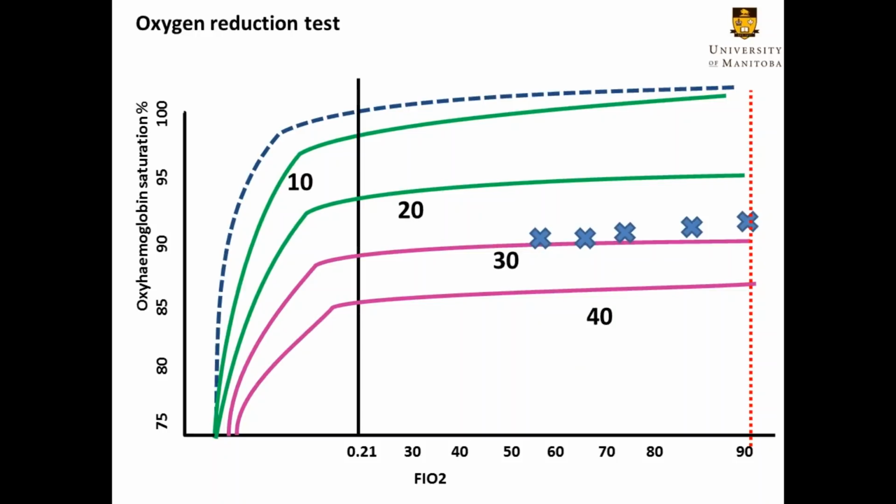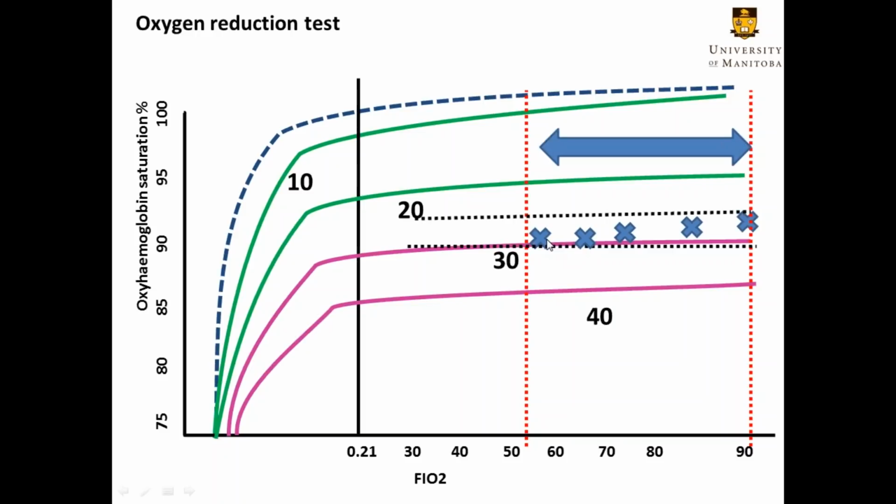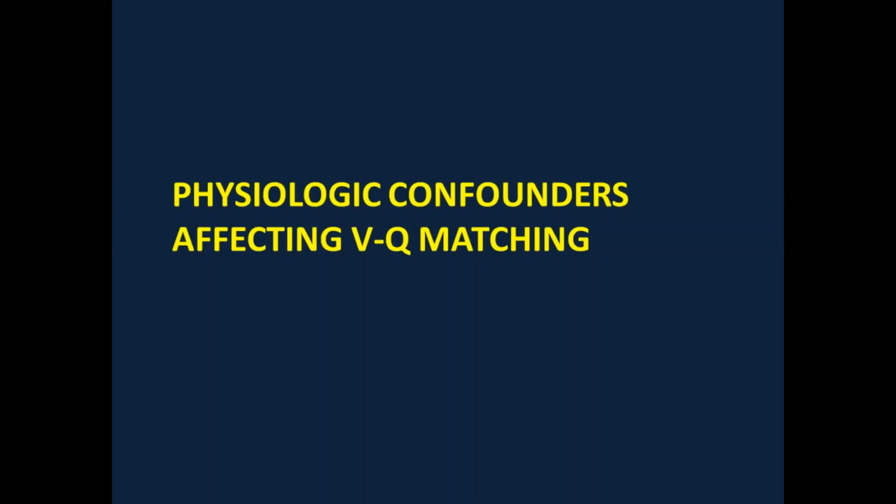So pure right to left shunt is not really sensitive to oxygen, and saturation will be maintained in high 80s or low 90s, and giving more oxygen will not make any difference. That's a pure right to left shunt, which is at the extreme of VQ mismatch. So you have a very wide change in inhaled oxygen, FiO2, but very small change in oxygen saturation. So we have some physiologic confounders affecting VQ matching.